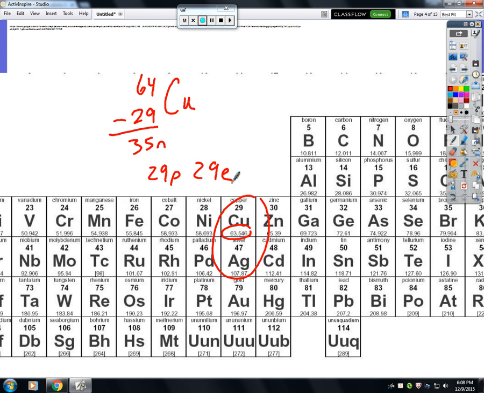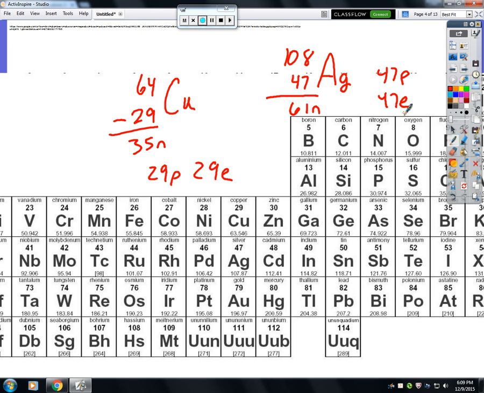For silver, I'm going to look in silver's box. That's 107.87. That rounds to 108. I take the atomic number, 47, and I subtract, and I get 61 neutrons, 47 protons, and 47 electrons.